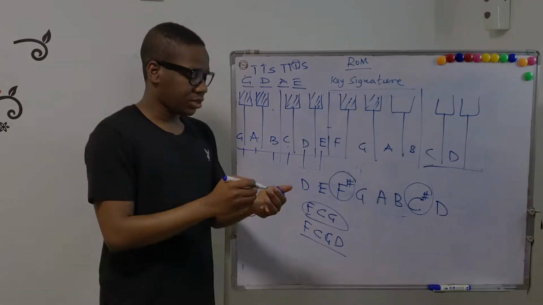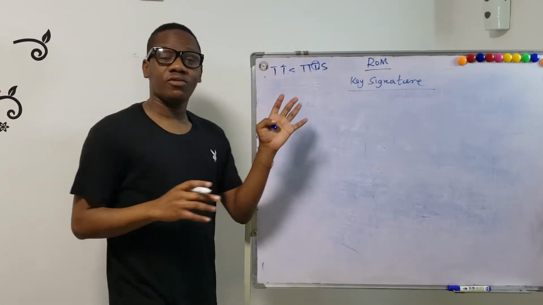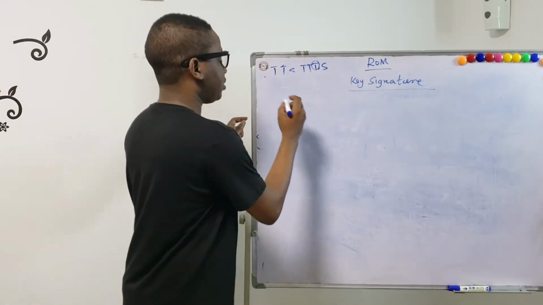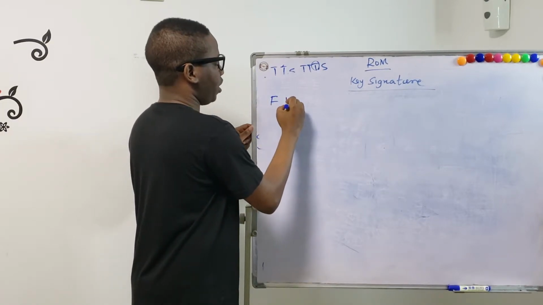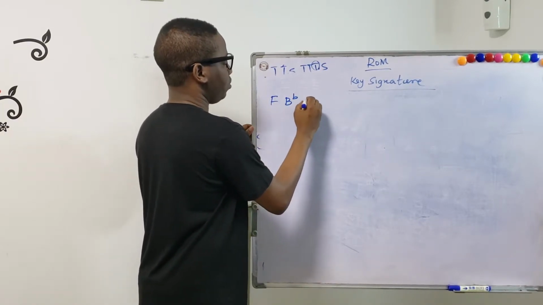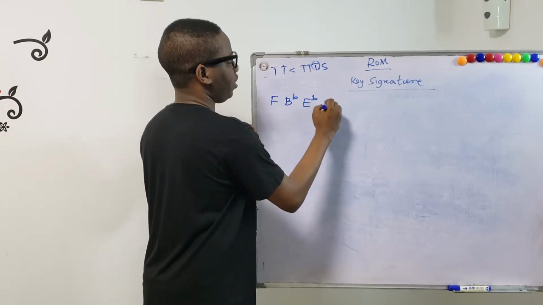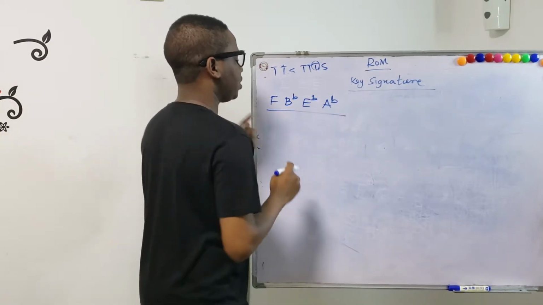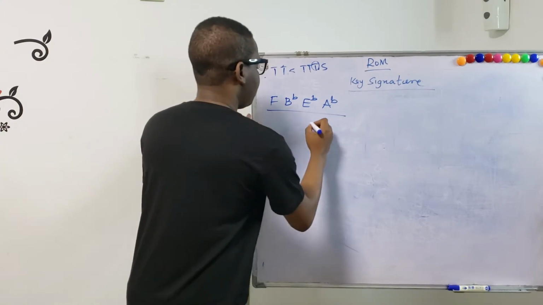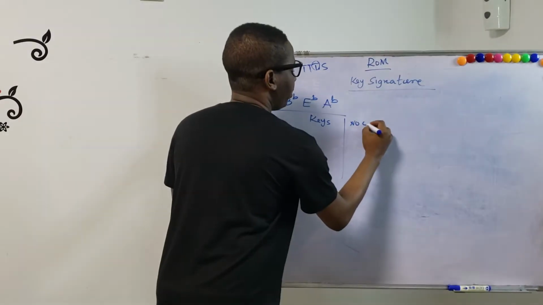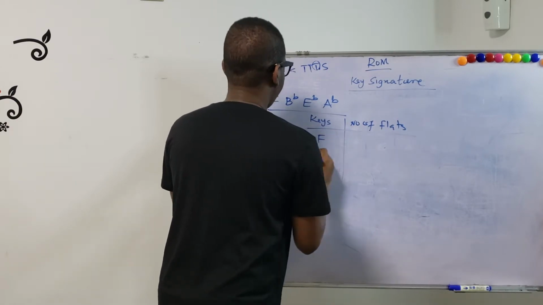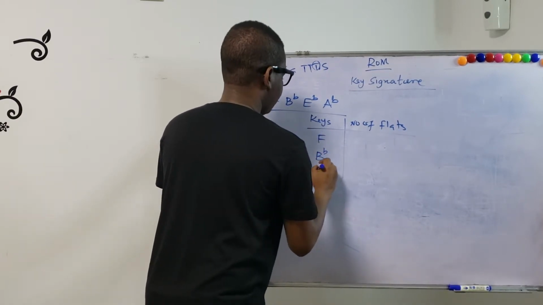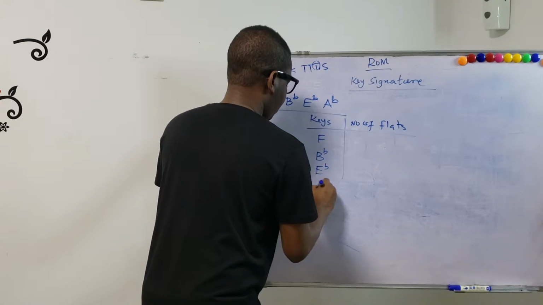Now let's look at the flats. So we are considering for flats, and for flats we have F, we have B flat, we have E flat, and we have A flat. We're considering these 4 keys. So we say keys, number of flats. We say F, B flat, E flat, A flat.